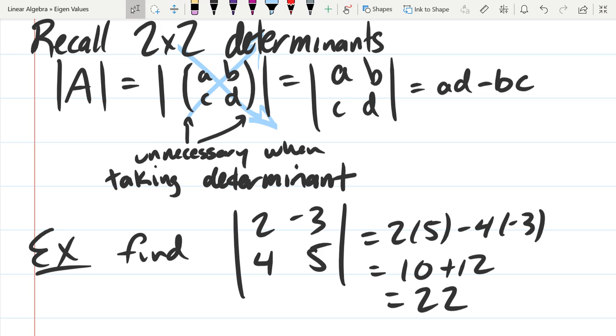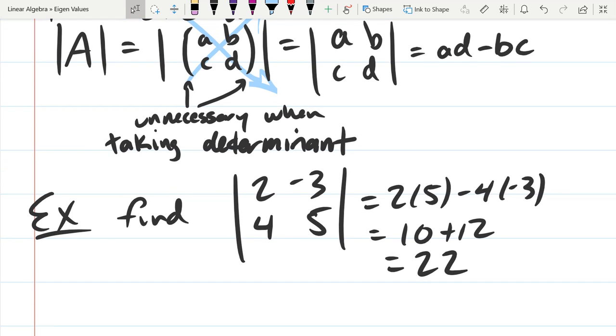So we get 22. So any questions on that? So determinant's a weird function. The input is a matrix and the output is a scalar. So that's kind of strange. The input's a matrix, the output's a scalar. It acts kind of like the magnitude or the modulus. So it has similar properties to the magnitude or the modulus of a vector.